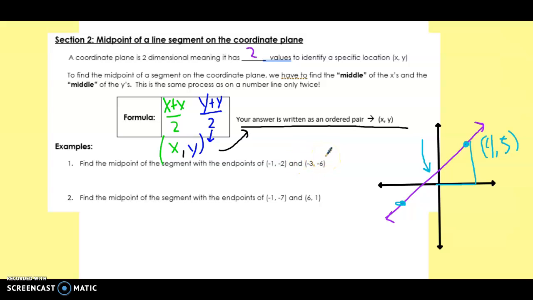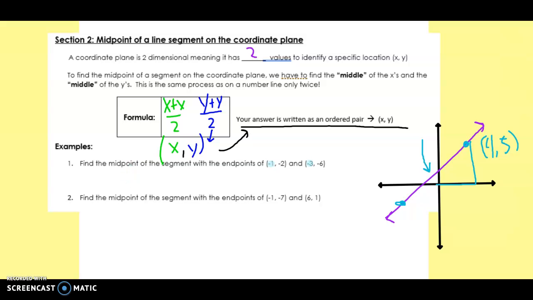Now to find the midpoint, again, we add, get our answer, and divide by 2. So we're going to do that twice, once for the X's and once for the Y values. So here's my X's. Remember, they're the first number in your ordered pair. So I'm going to add those together. I'm just going to do my work down here so you can see it.